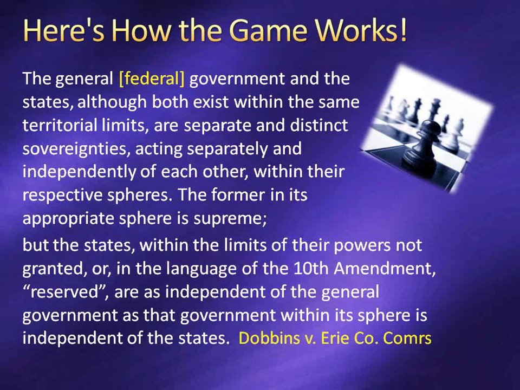The general federal government and the states, although both exist within the same territorial limits, are separate and distinct sovereignties, acting separately and independently of each other within their respective spheres. The former in its appropriate sphere is supreme, but the states, within the limits of their power not granted, or in the language of the 10th Amendment reserved, are as independent of the general government as that government within its sphere is independent of the states. Dobbins versus Erie.